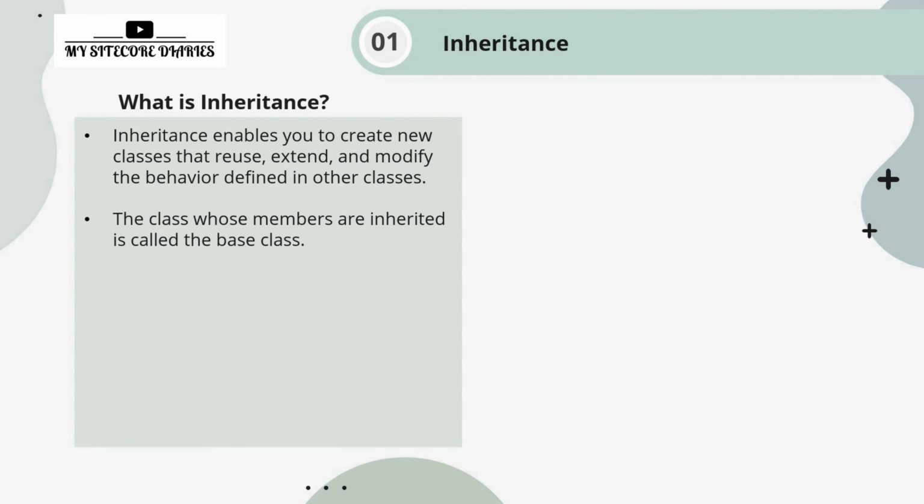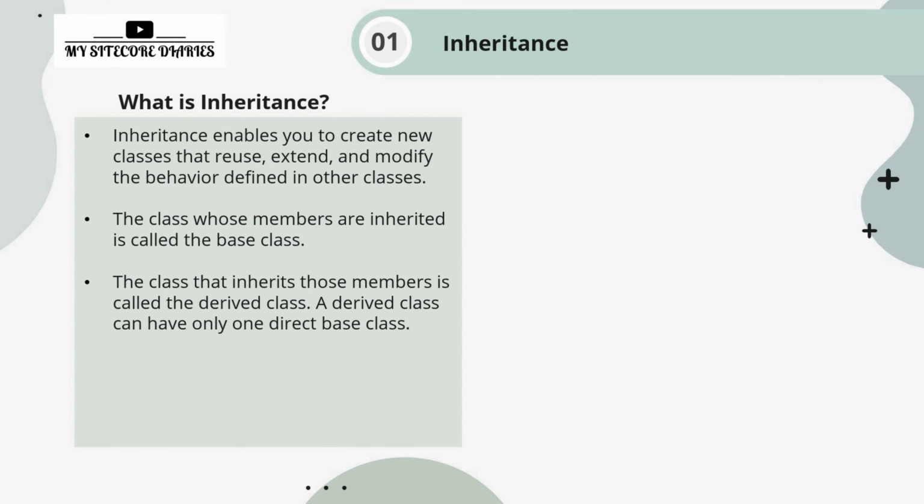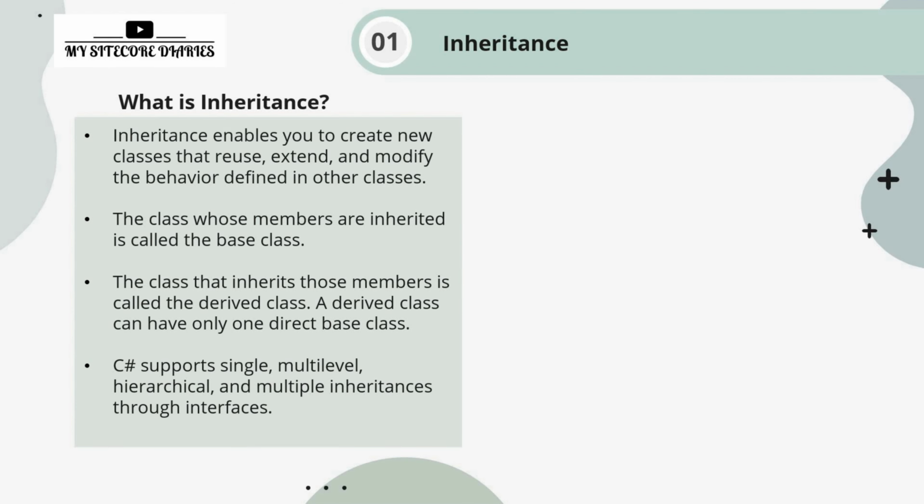The class whose members are inherited is called the base class. The class that inherits those members is called a derived class. A derived class can have only one direct base class. So C# supports single, multi-level, and hierarchical inheritance, whereas it supports multiple inheritance through the interface.